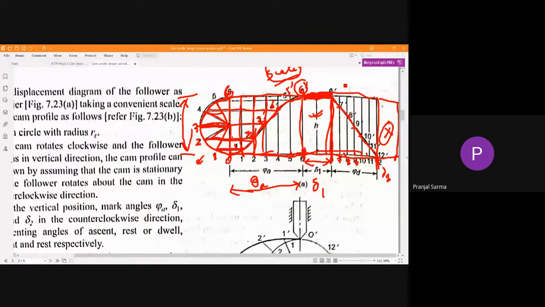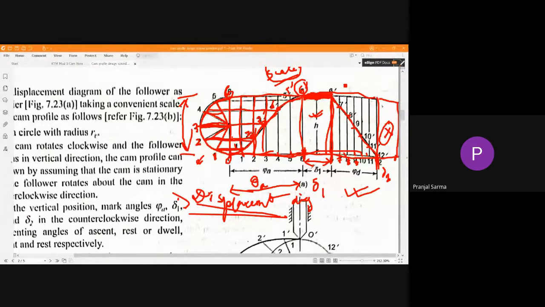Okay, understood? So these are 7 days, 8 days, 9 days, 10 days, 11 days, and 12 days, like this. So this is how you have to draw the displacement diagram. Always write the name of the figure, the caption of the figure should be there. Okay, figure 1, this is the displacement diagram. So first step is over.